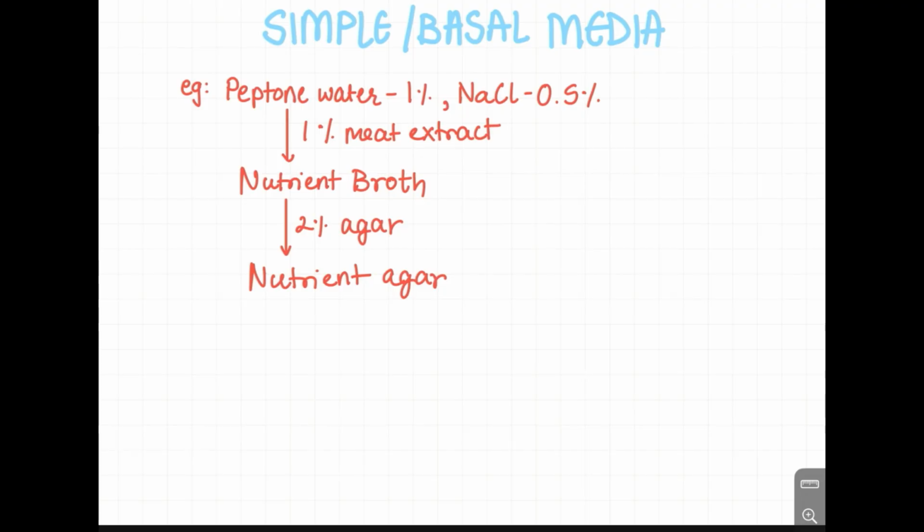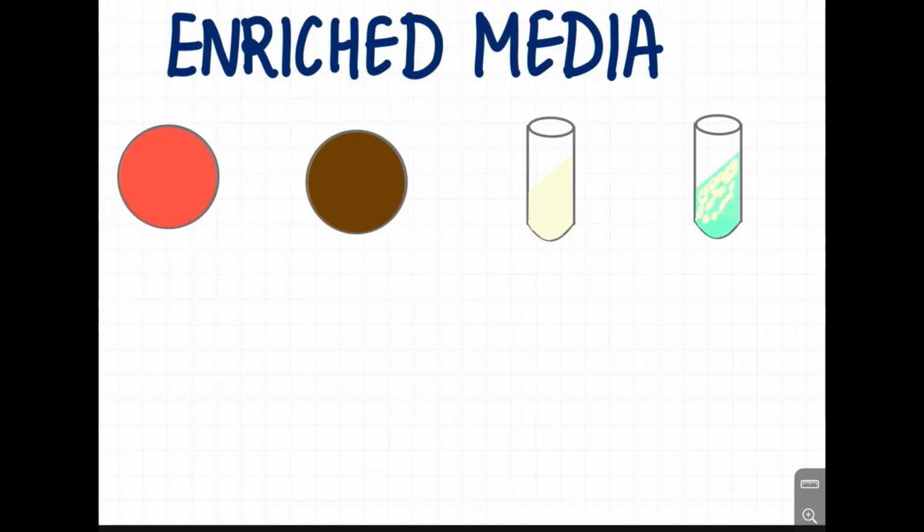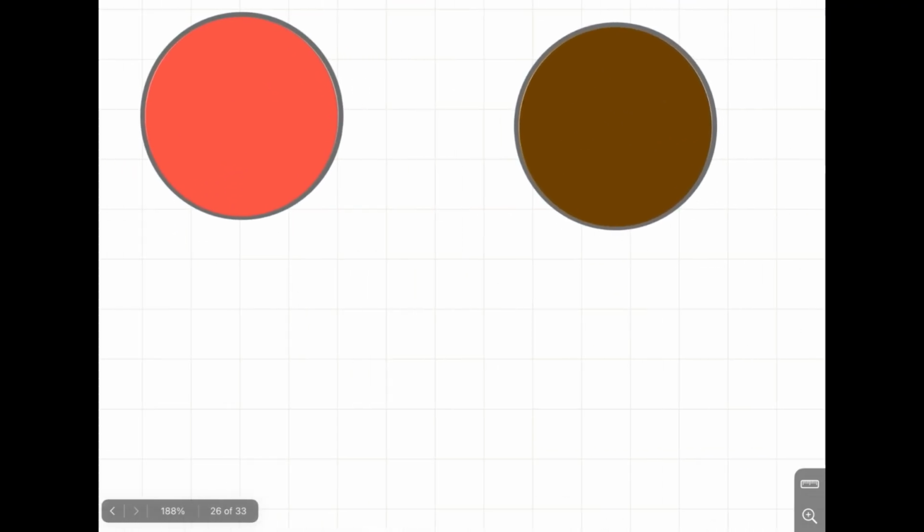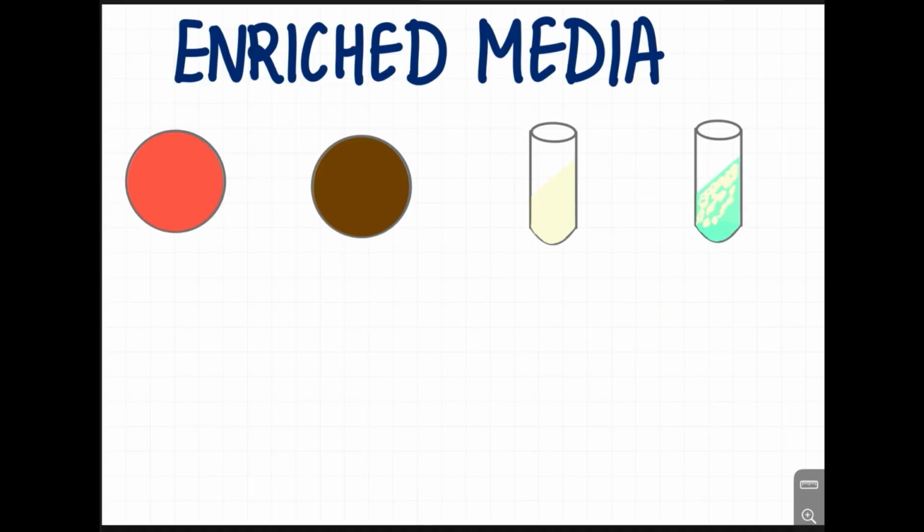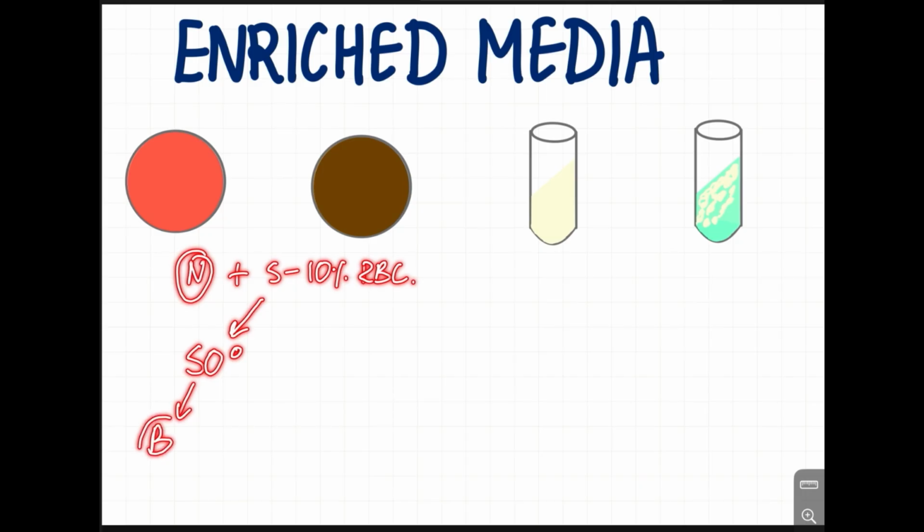Now let's move on to enriched media. First one, that looks red. So what is red color? Blood. So it's blood agar. If to nutrient agar we add 5 to 10% sheep RBC and autoclave it at 50 degrees Celsius, we get blood agar. And if we autoclave it at 70 degrees Celsius, we get chocolate agar.